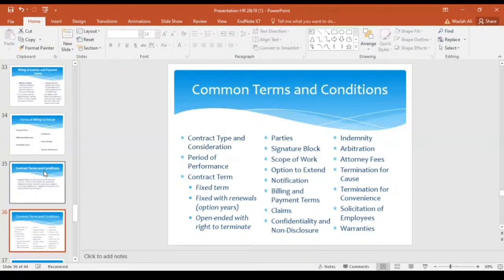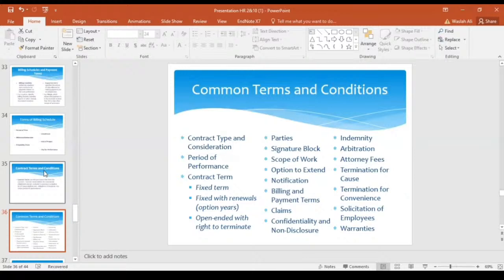Then we have termination for cause, in which some points are listed, that is, which party agrees to pay the other party in an illegal dispute. If some parties have any dispute, and we have to define these disputes, and we have to pay some money in case of any charge, then these disputes are defined in terms of these conditions.